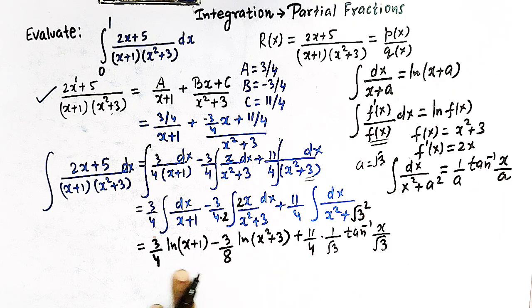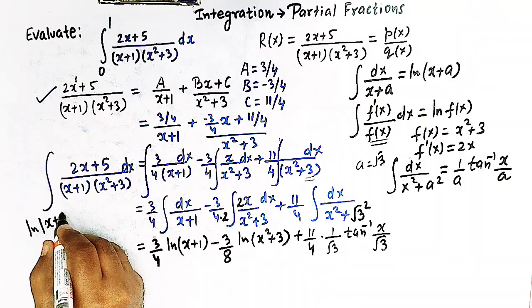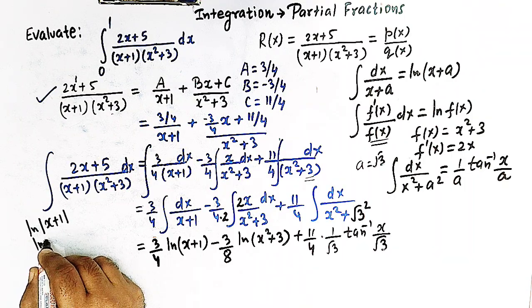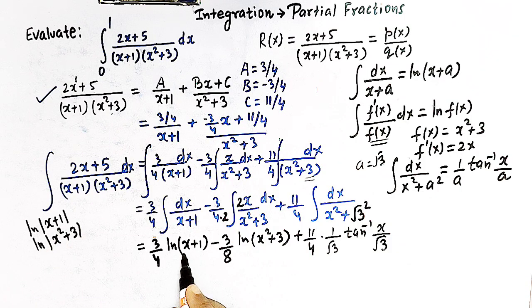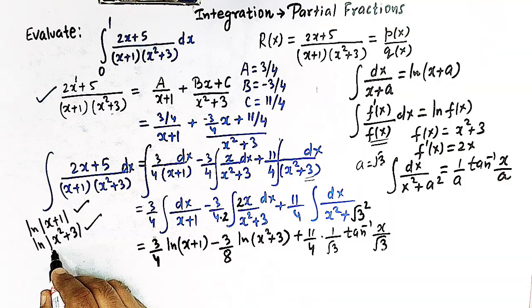And here it is important to note that when we write natural log of x plus 1, we can also write it as natural log of mod of x plus 1. And here we can also write natural log of mod of x square plus 3. But here we'll prefer this notation, that is simply the brackets. So we have natural log of x plus 1, natural log of x square plus 3. We can also use this notation also, right?